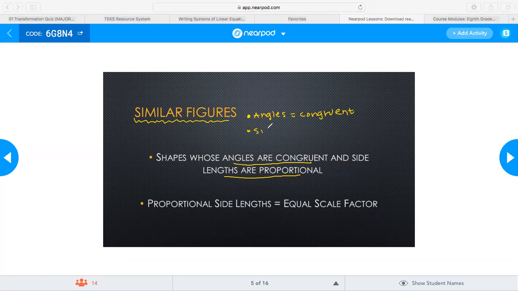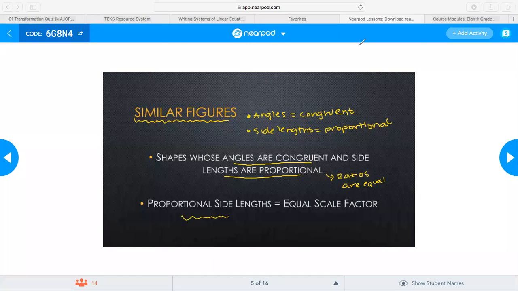And their side lengths have to be proportional. So for me, when I write notes, I hate writing down every single word. I kind of annotate it. So angles, congruent, side lengths, proportional. That's what I put. Proportional means the ratios have to be the same. So ratios are equal. It says it right there. Okay, proportional side lengths mean that the ratios are equal.